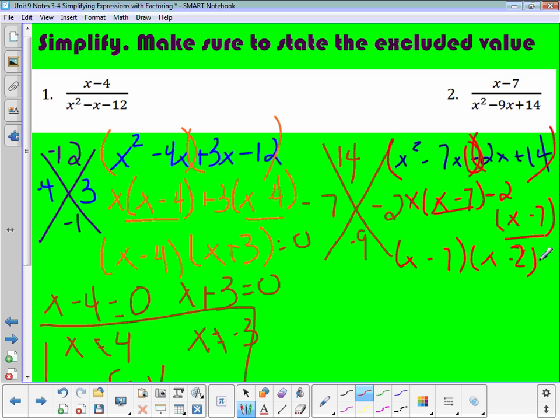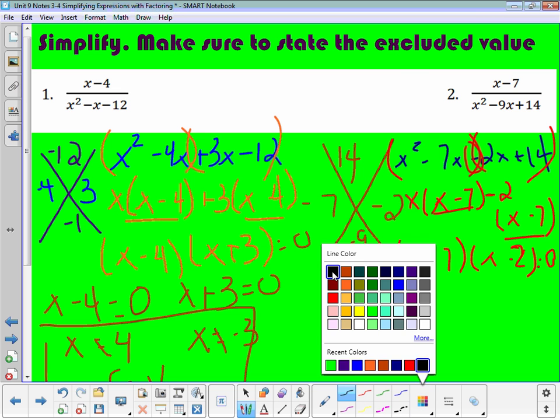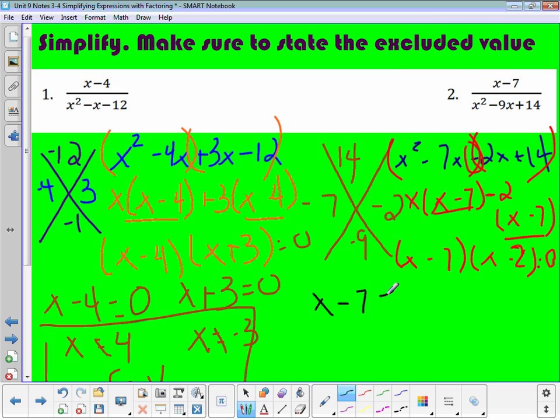Now, in order to calculate those excluded values, we want to set both of those equal to 0. So I'm going to take x minus 7 is equal to 0 and x minus 2 is equal to 0. When you solve this one, you get x is equal to 7. If you need to show more work when you're solving your equations, that is totally fine. Just make sure you show me where your answers are. So we have x is equal to 7 and x is equal to 2.